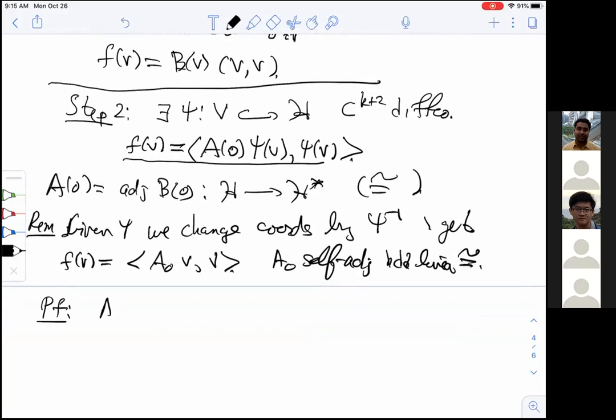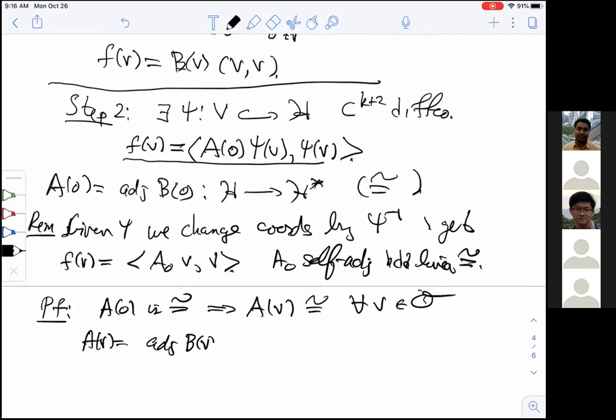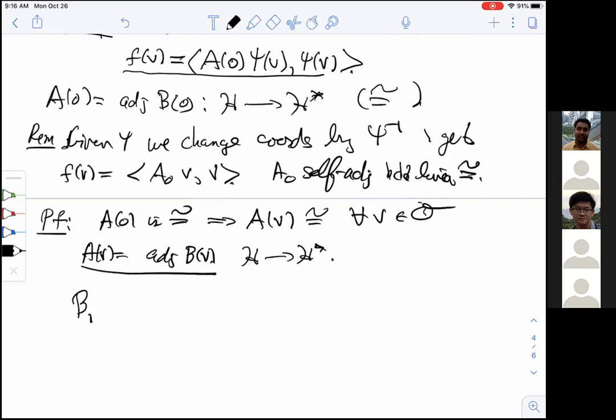So A naught is an isomorphism. That was the non-degeneracy condition. That implies that A of V is an isomorphism for all V. I'll shrink this neighborhood, O, anytime I need to, to a smaller neighborhood of the origin. So remember, A of V is the adjoint of B of V. That's a map from the Hilbert space to its dual. These are all isomorphisms.